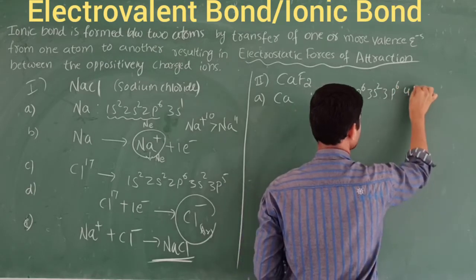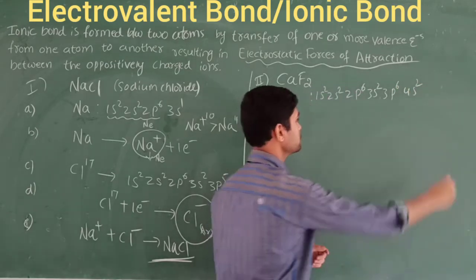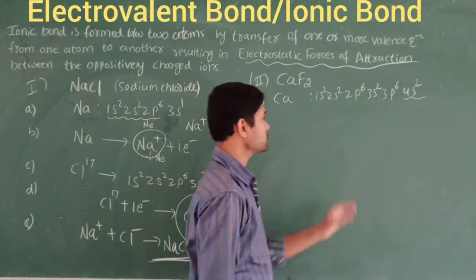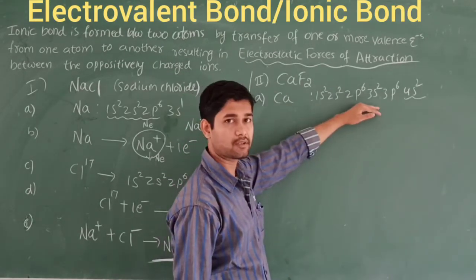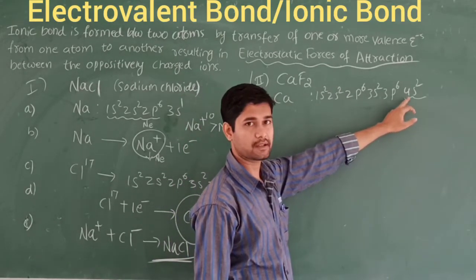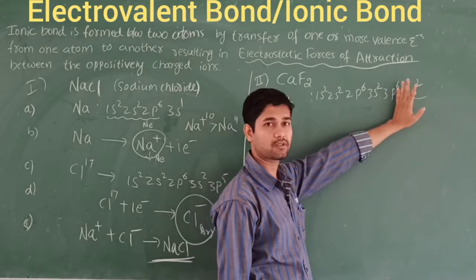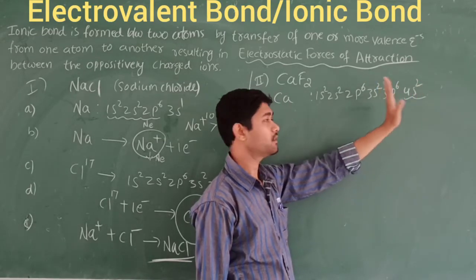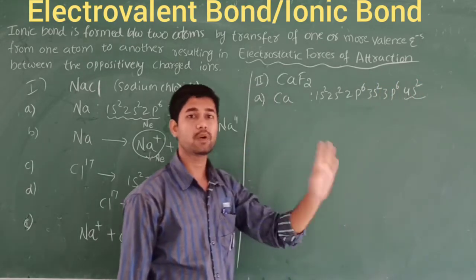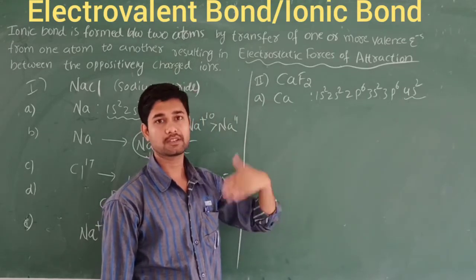What is the valence electron here? The completely filled orbitals are the inner electrons, and 4s2 is the valence electron. That's why it is ready to lose two electrons to attain the nearest noble gas.